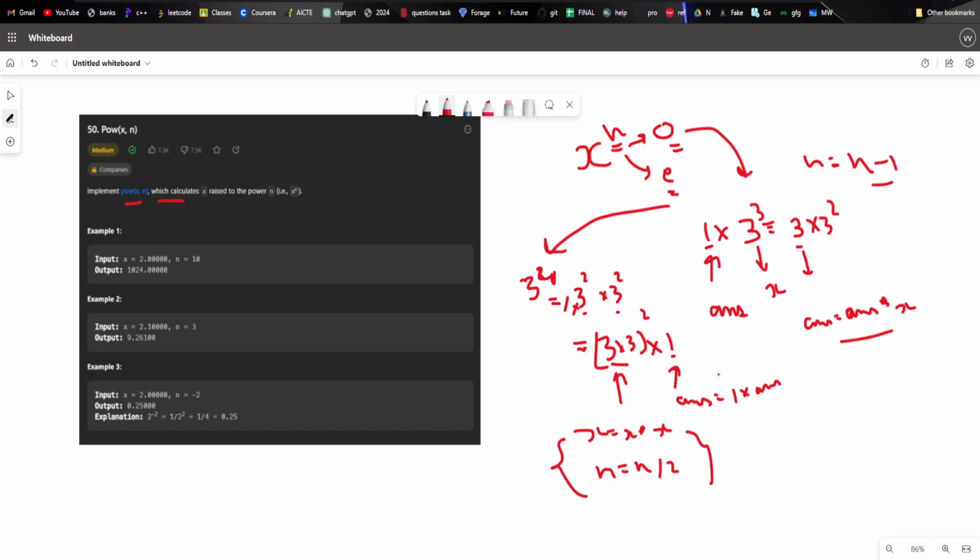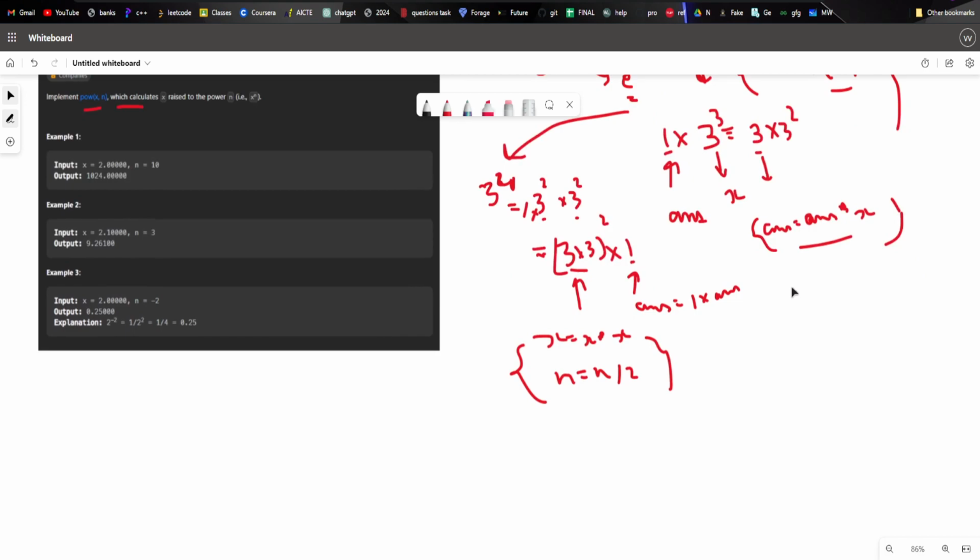So this one is for the even case, and for the odd case it will be like this: n minus 1, and answer equals answer multiplied by x. So these are the two things that I have to keep in mind.